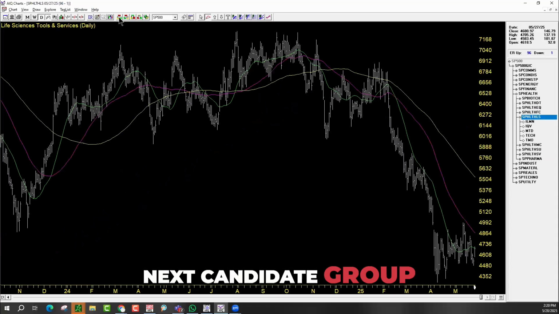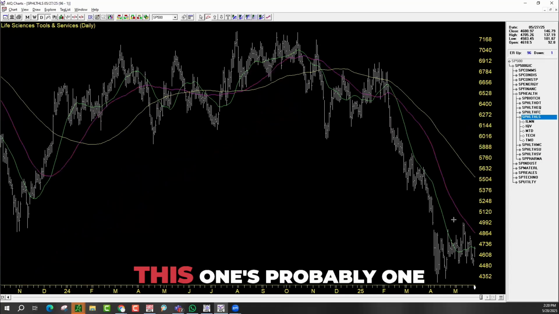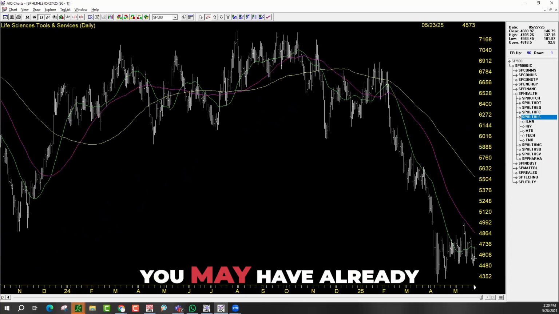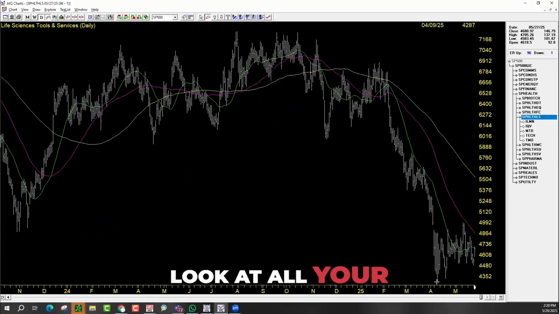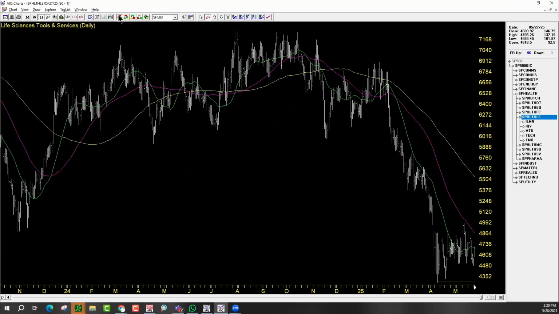Let's move to the next candidate group, life sciences. This group's been really hit hard. It's a long way down there. Again, this one's probably one to avoid at the moment. You may have already missed the move. Look at the support down at this level. We can skip through that and go to another group.